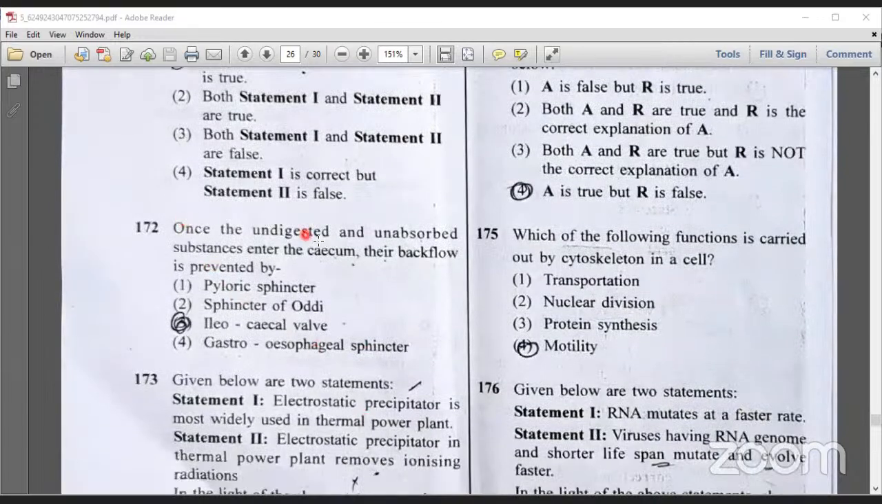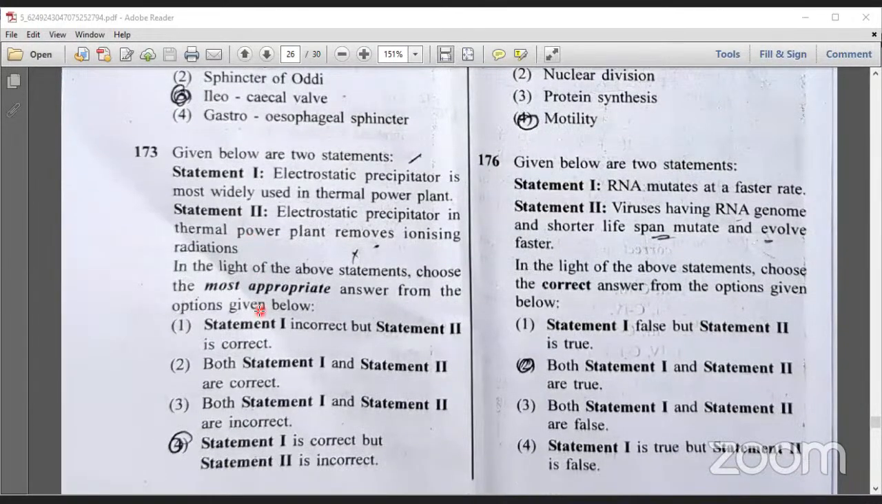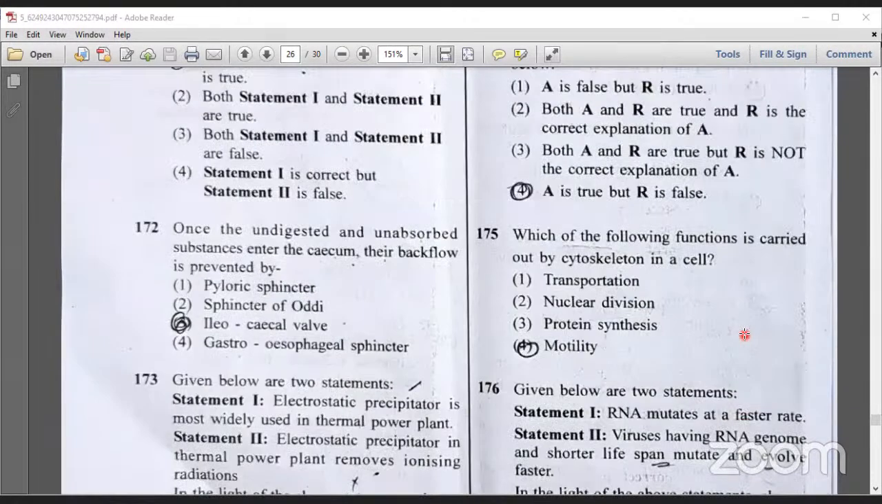And 172, once the undigested and unabsorbed substances enter the cecum, their backflow is prevented by the ileocecal valve. And 173, two statements are there. We are supposed to select the two statements. Statement 1, electrostatic precipitator is most widely used in thermal power plant. Yes, that is right. We'll be using that in thermal power plant. And statement 2 is wrong. Electrostatic precipitator in thermal power plant removes ionizing radiation. So it is responsible for removing the particulate matter.